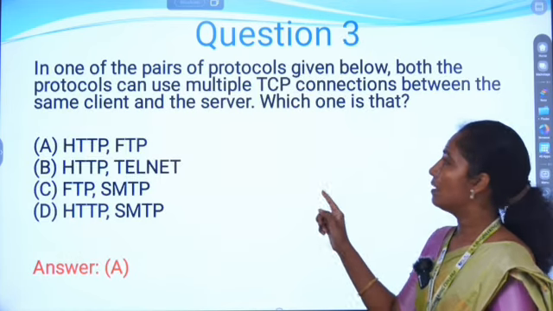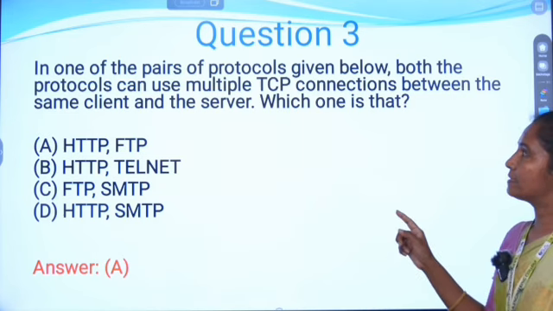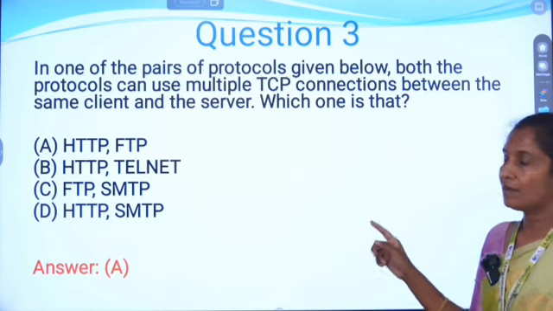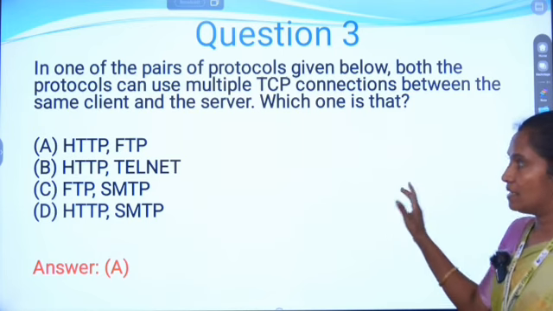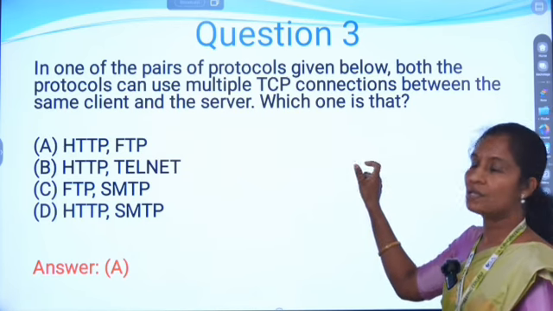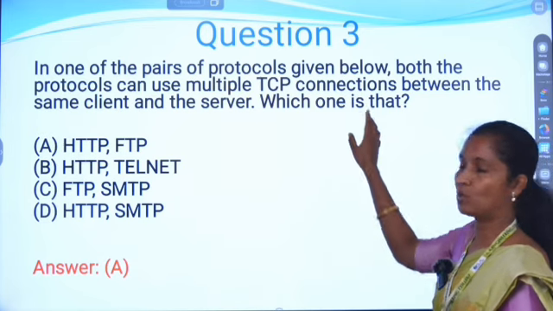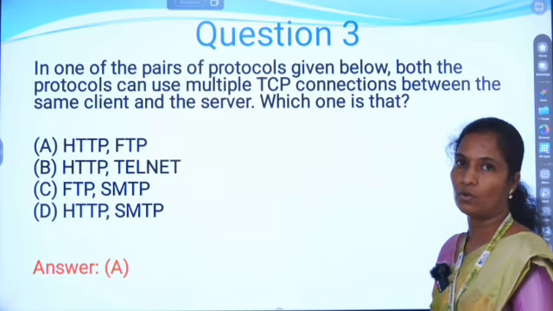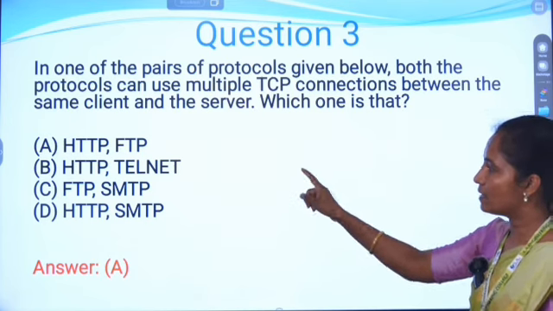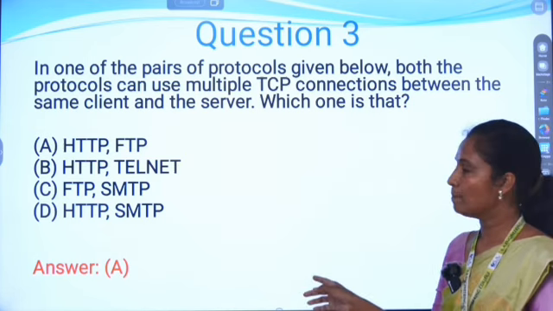The third question is: in one of the pairs of protocols given below, both the protocols can use multiple TCP connections between the same client and the server. Which one is that? In this question we are going to check which protocols use multiple TCP connections between the same client and the same server. The first pair is HTTP and FTP, the second one is HTTP and Telnet, the third pair is FTP and SMTP, the fourth pair is HTTP and SMTP.